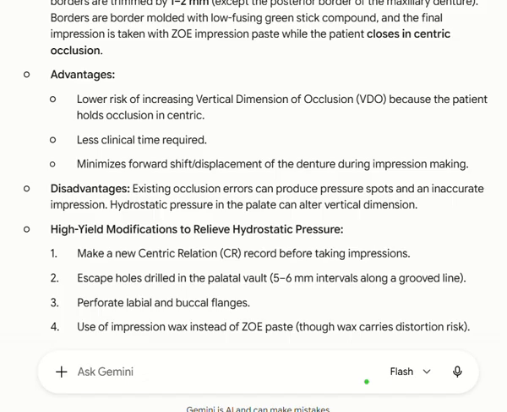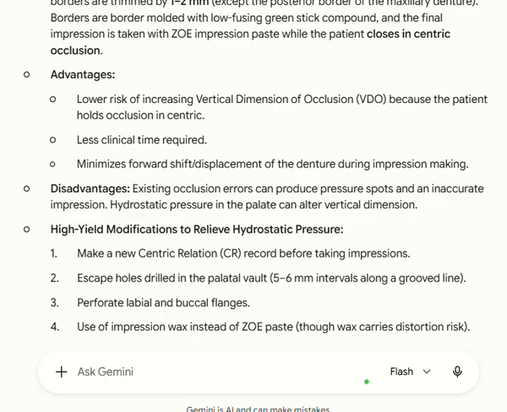Advantages. Lower risk of increasing vertical dimension of occlusion, VDO, because the patient holds occlusion in centric. Less clinical time required. Minimizes forward shift, displacement of the denture during impression making. Disadvantages. Existing occlusion errors can produce pressure spots and an inaccurate impression. Hydrostatic pressure in the palate can alter vertical dimension.